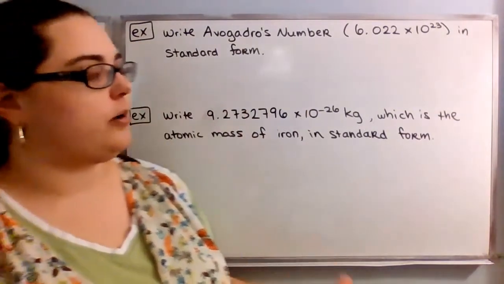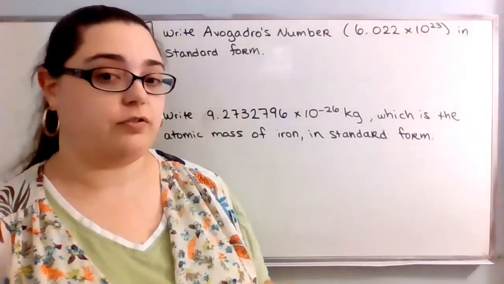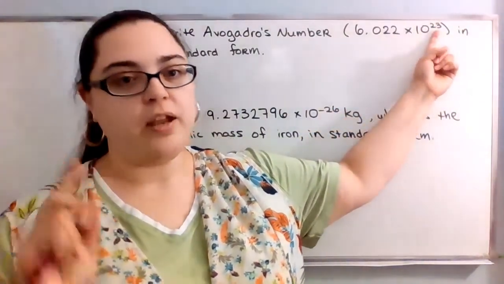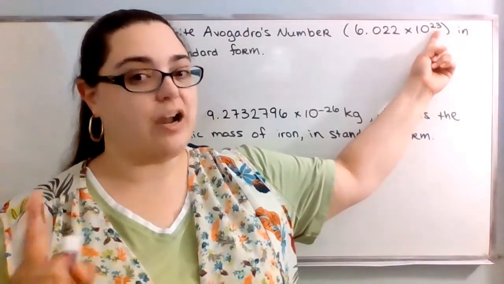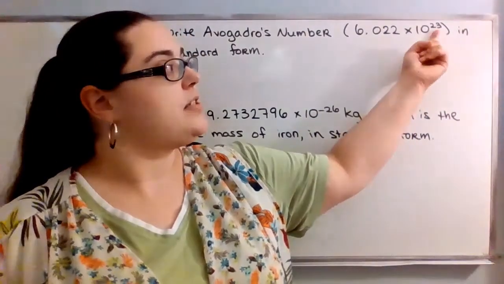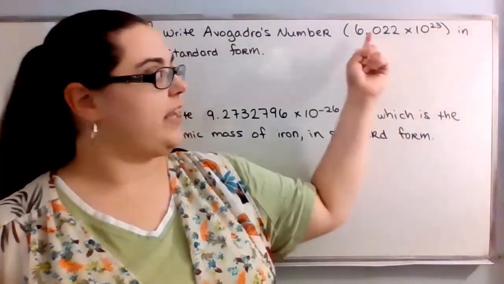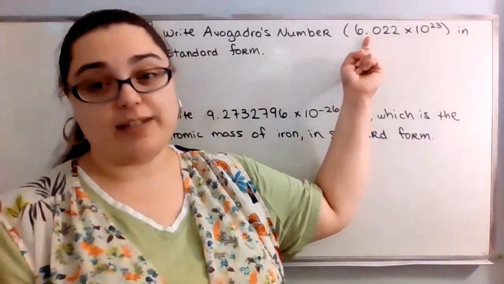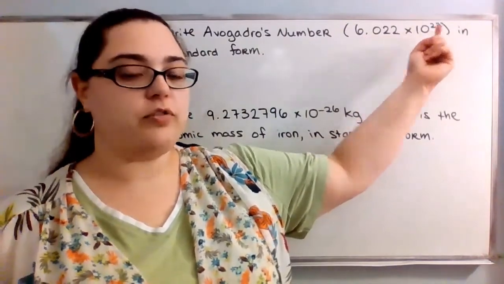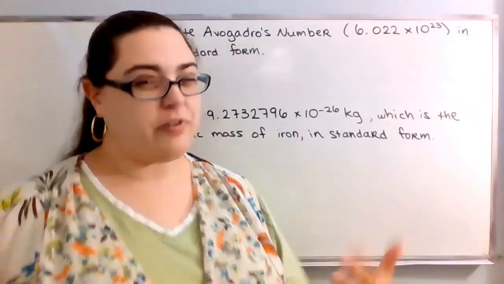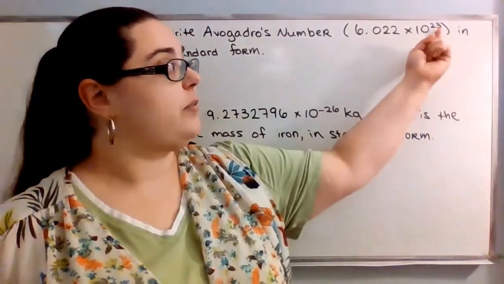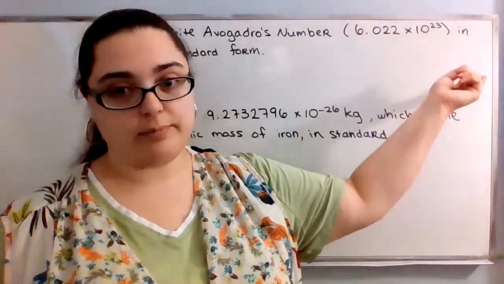To go from scientific notation into standard form, the exponent, or this power here, is going to tell you two pieces of information. The first is how many, and the second is in which direction. Because this is a 23, it means we're going to have to take this decimal point and move it 23 places. And because this is a positive number, we've got to move it so we make a big number. You could also think of it as, since it's positive, we move it 23 places to the right.